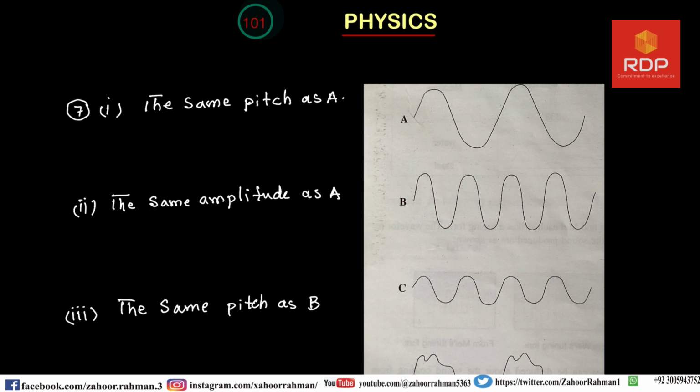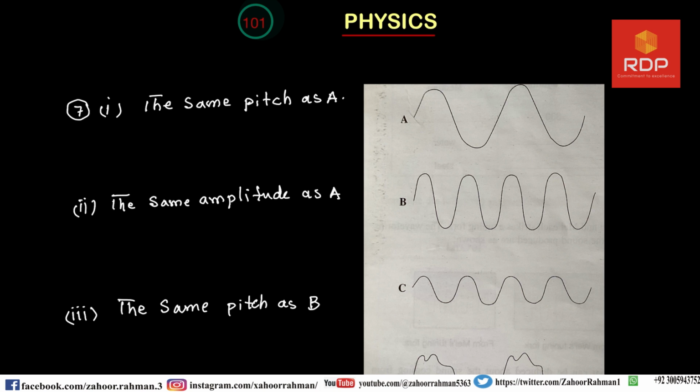This is lecture number 101 of physics, and today we are going to conclude this unit. The remaining two questions we will do, in which the first question is question number 7. Listen and understand the question carefully. The question is saying a microphone was used to convert various sound waves to electrical oscillations, which were then displayed on the suitably adjusted oscilloscope.